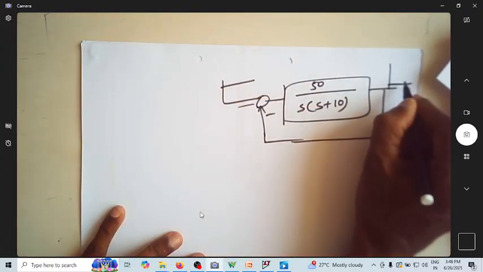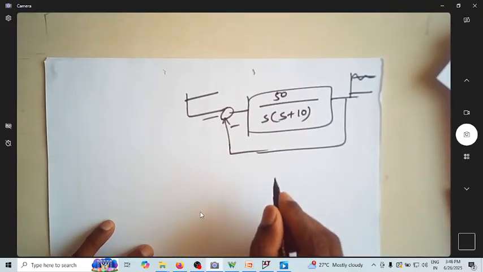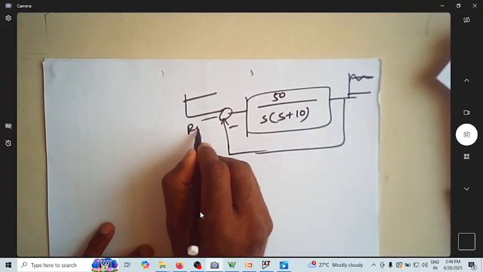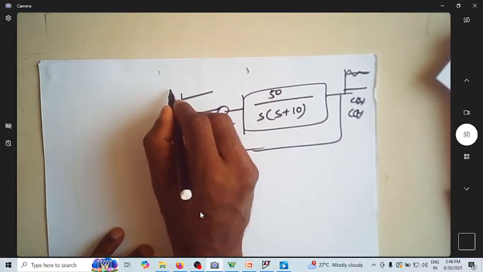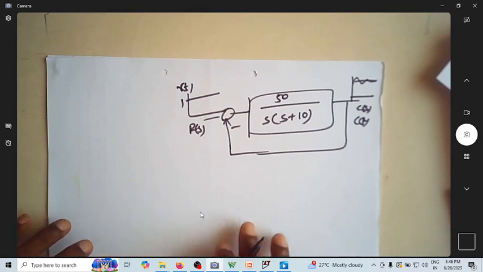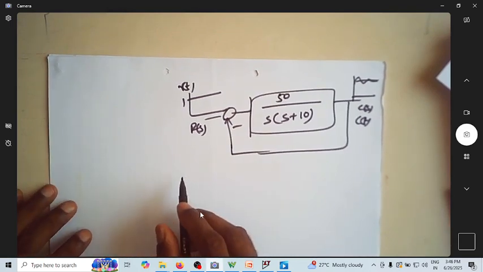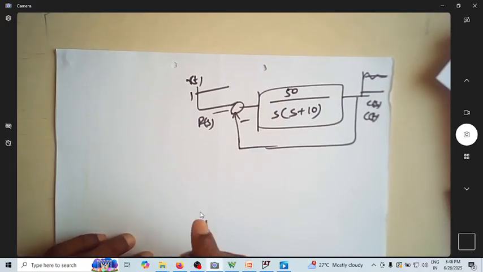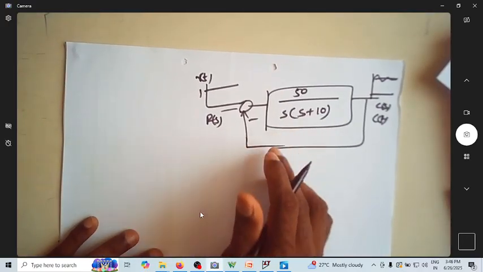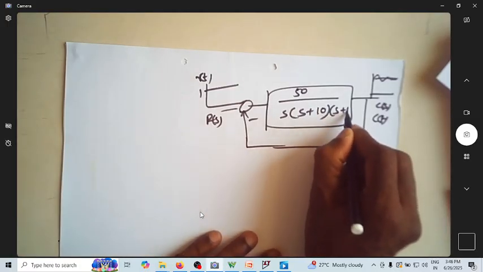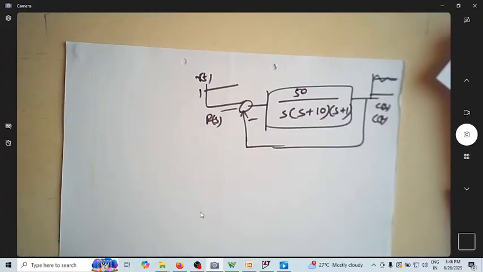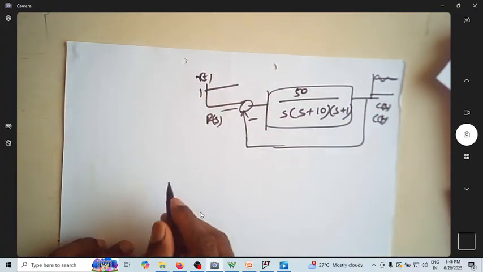I want to apply a step input and see what the response is. So this is R(s), this is C(s), so that I can find C(s). This is actually R(t), 1. Okay, fine. How do I do that? Let me just take a third order system, sorry, s plus 1. Okay, now this is my third order system.